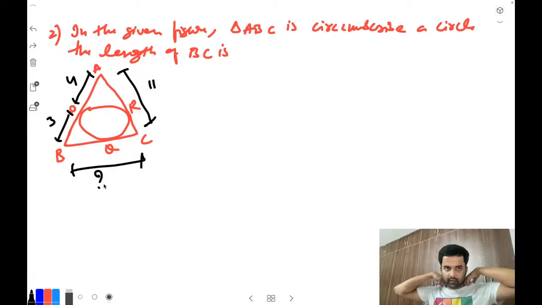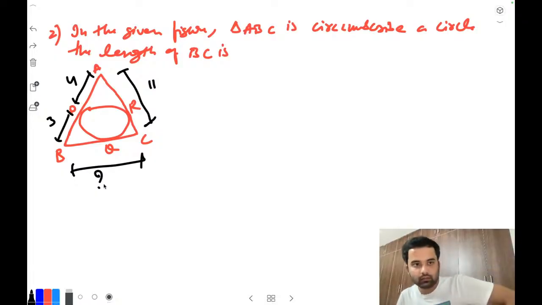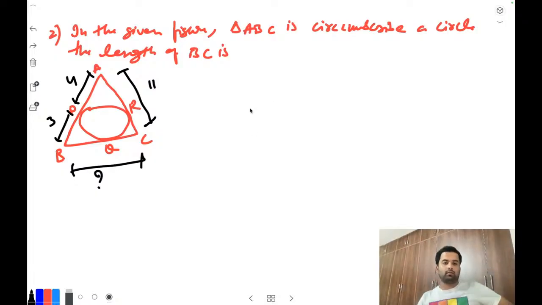Try this, everyone. If you don't know, you can just see on the screen. See what we're going to do here.